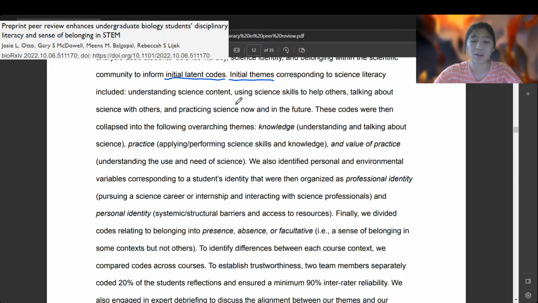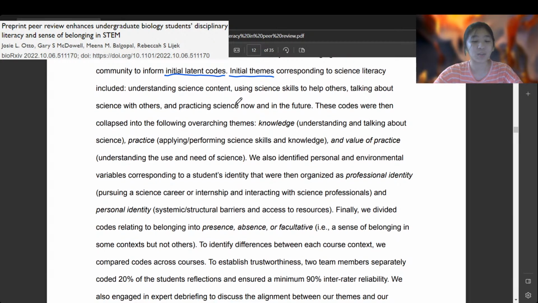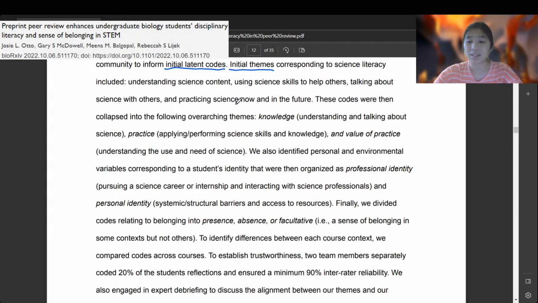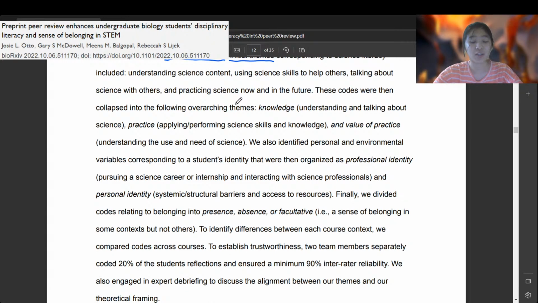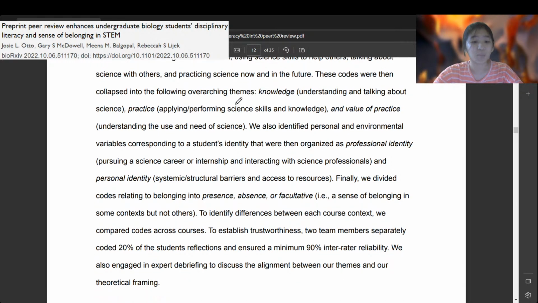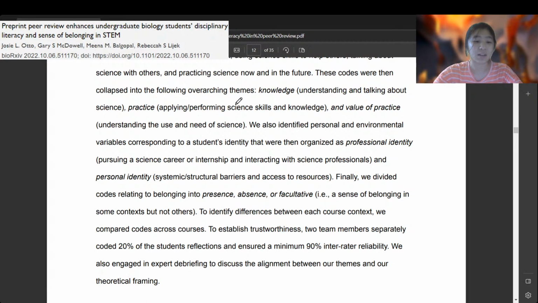We also identified personal and environmental variables corresponding to a student's identity that were then organized as professional identity, so pursuing a science career or internship and interacting with science professionals, and personal identity, so systematic and structural barriers and access to resources.